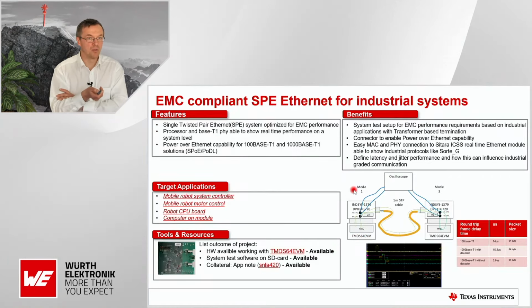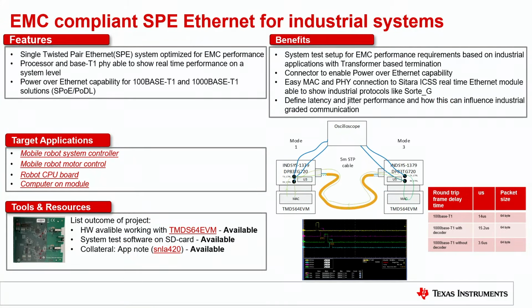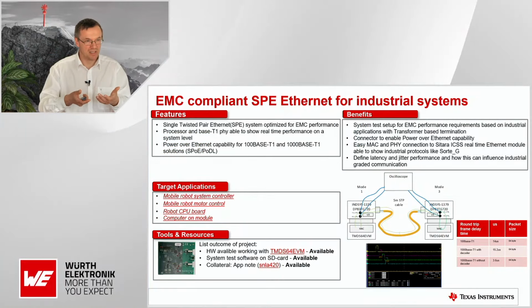Now, looking at the actual board that we have built, we have built this single twisted pair Ethernet board. There are some key points we have done with the board, but another key point was that we added the Sitara processor, the AM64 processor. This processor enables you to also have a real-time MAC interface. We use this real-time MAC interface to show single twisted pair Ethernet in an industrial communication system showing real-time capability. We have already implemented this, and we showed that at the Würth booth at Embedded World.